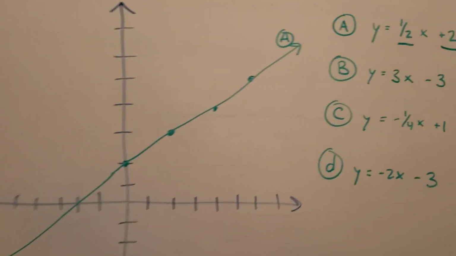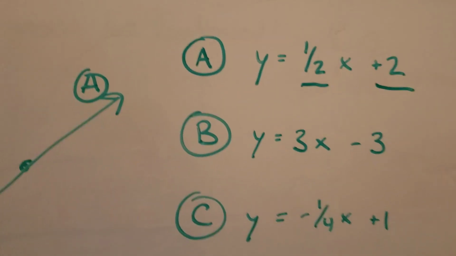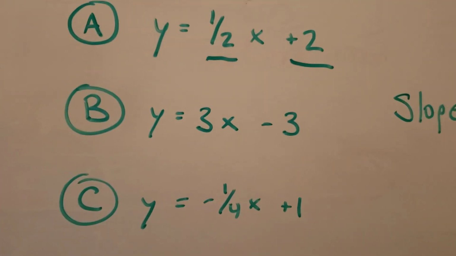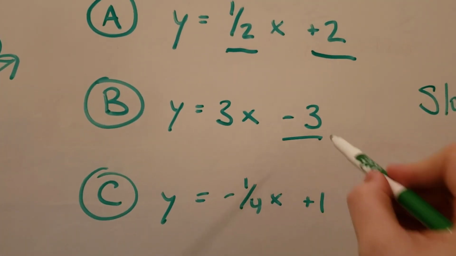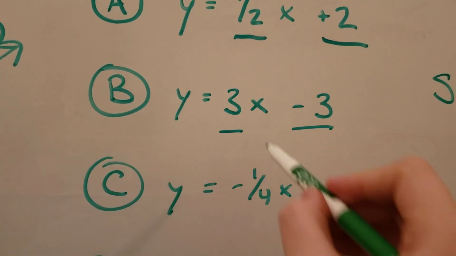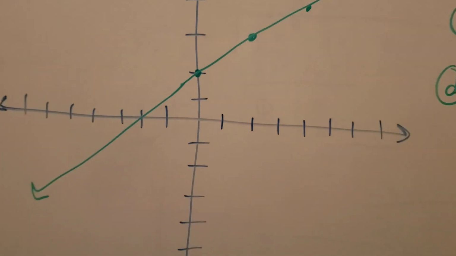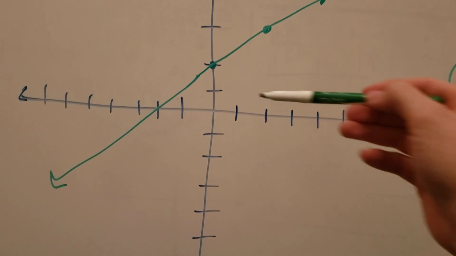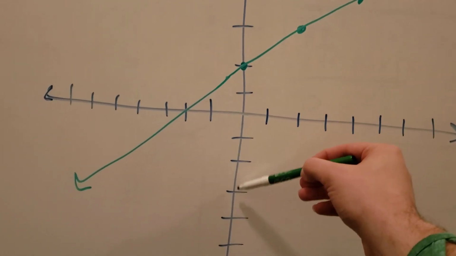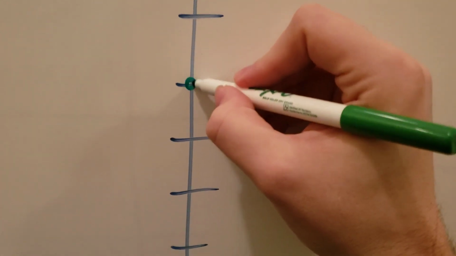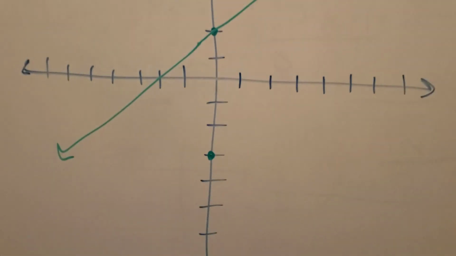Okay, so let's do another one. Now B here, a little different. This time we've got a y-intercept of -3 and a slope of 3. So let's find our y-intercept. If we look at our y-axis, we're going to go down 3 spots. 1, 2, 3. That's where it's going to hit our y-axis.